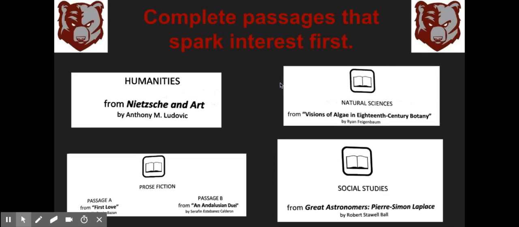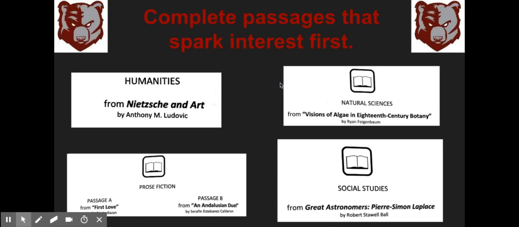On the recent Practice ACT, Bunker Hill students actually scored better on the humanities and natural sciences sections than they did on the prose fiction and social studies sections. However, that might not necessarily mean that Bear students find those areas more interesting or that those are our students' strong points. One might attribute it to the fact that the humanities article came first, followed by the one about natural sciences. Bunker Hill students scored lowest on the article about great astronomers, but that might be because it was the last passage and students might have been strapped for time.